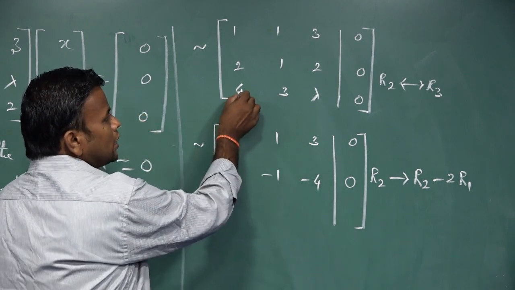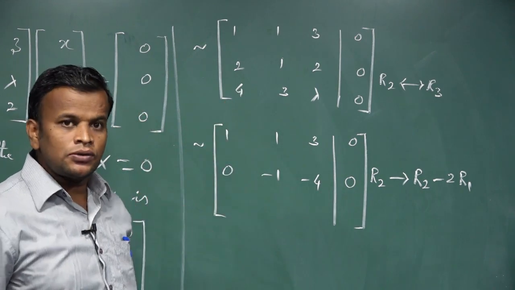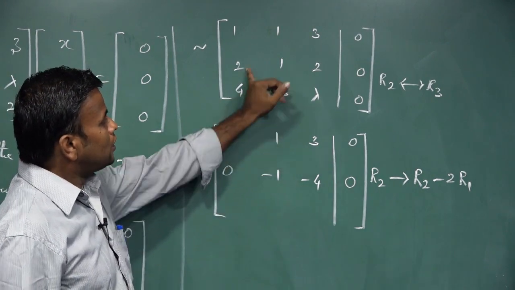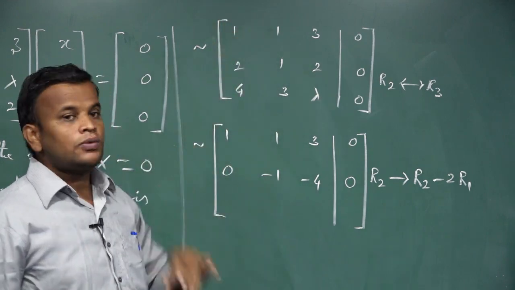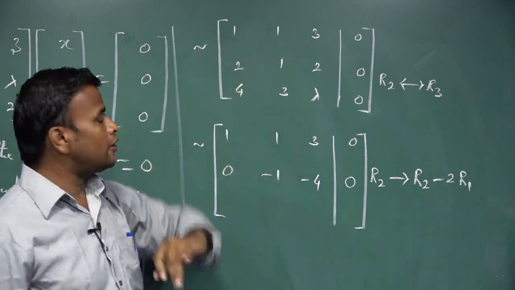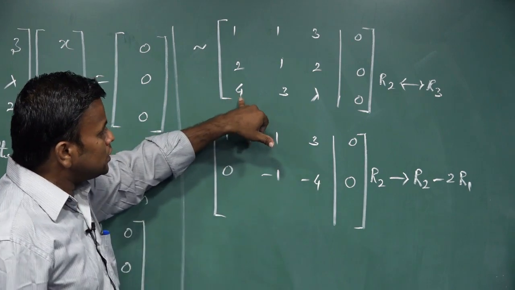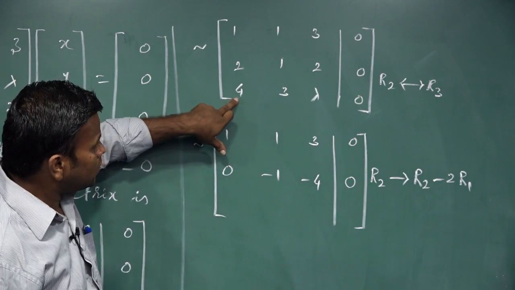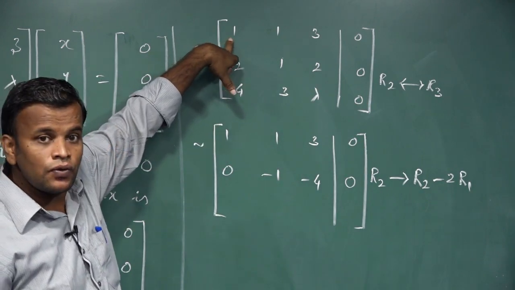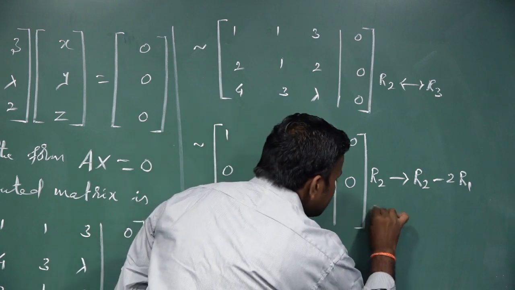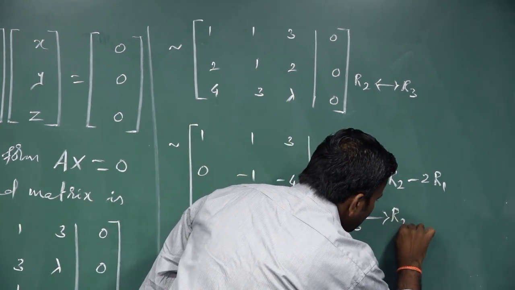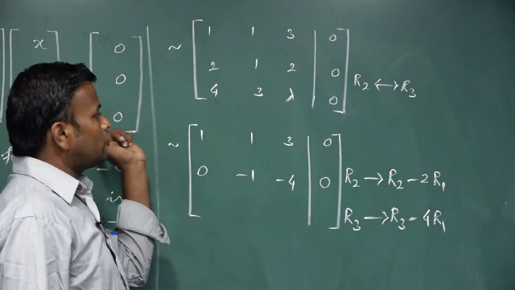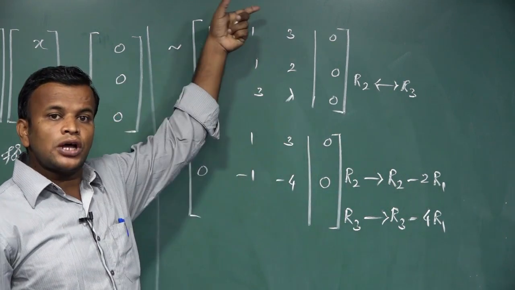Next is to convert that element 4 to also become 0. So in which rows do we consider? It is your choice. We consider either R3, R2 or R3, R1. Now I consider R3 and R1. Our motive is to convert this element to become 0. So we write R3 as R3 minus 4 times R1. We write the order fully as the third row minus 4 times the first row.